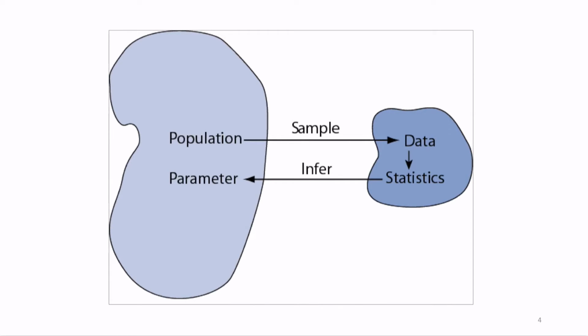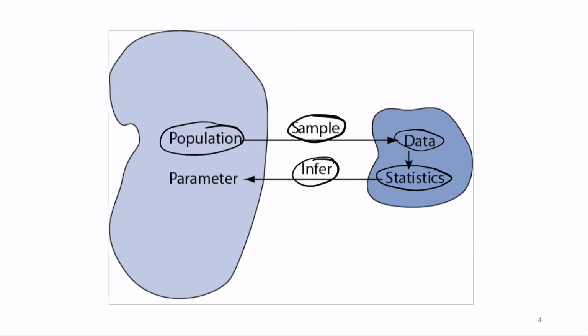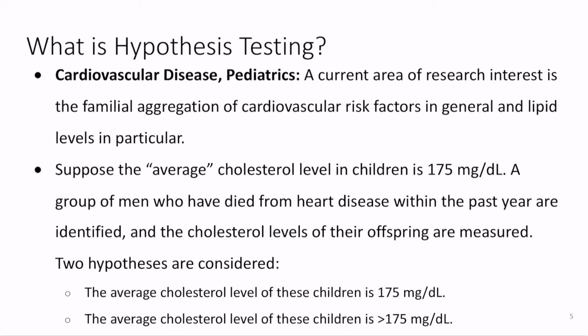So in terms of inference, what is the idea here? Now we take a sample from a certain population and we take out the data of that particular sample. From the data, we calculate the statistics and we try to infer a certain parameter in the population. So this here is the idea behind statistical inference. Now with respect to hypothesis testing, what are we doing here? Let's take a simple example.